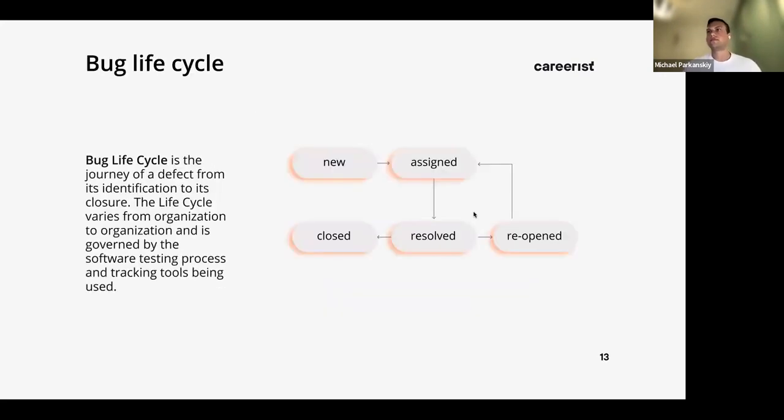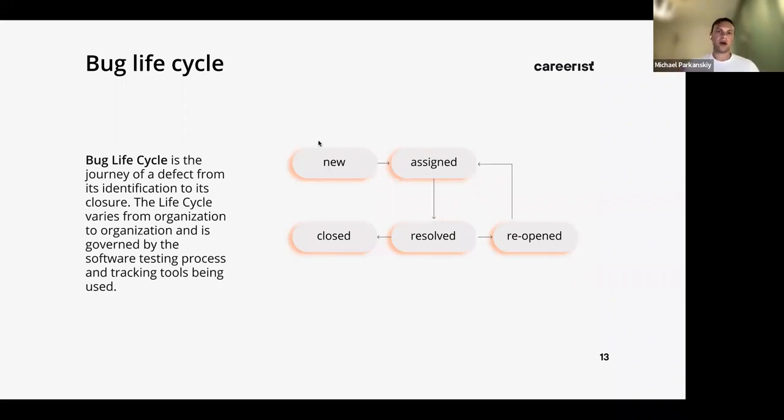All right. So let's talk about bug lifecycle. A bug lifecycle is the journey of a defect from its identification to its closure. The life cycle varies from organization to organization, and is governed by the software testing process and the tracking tools being used.